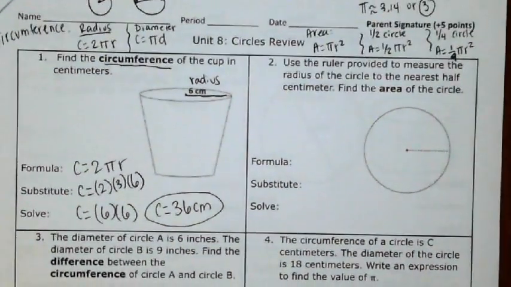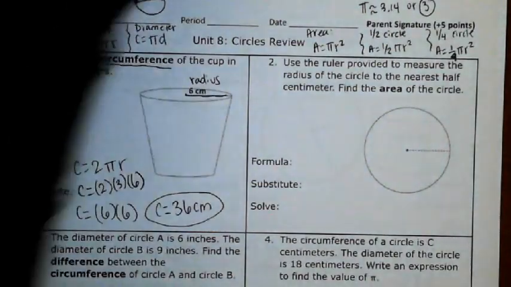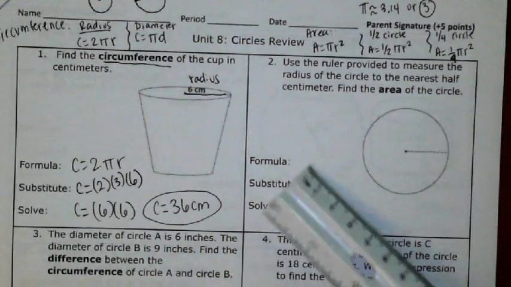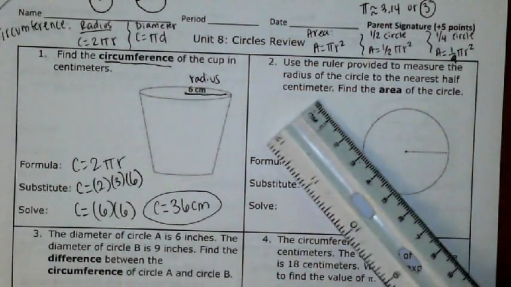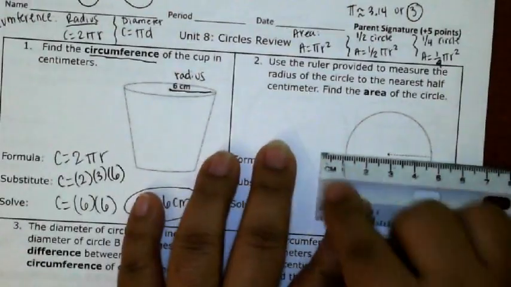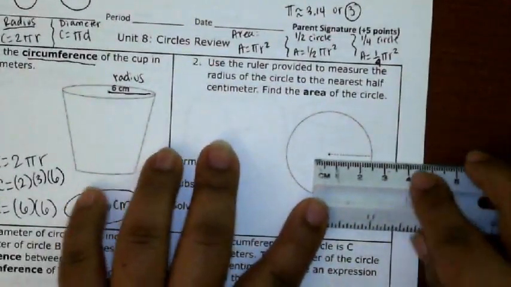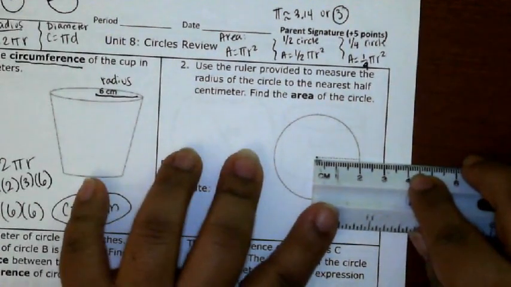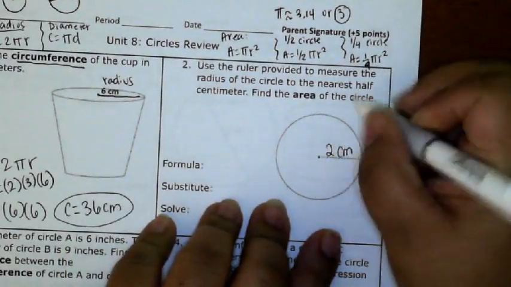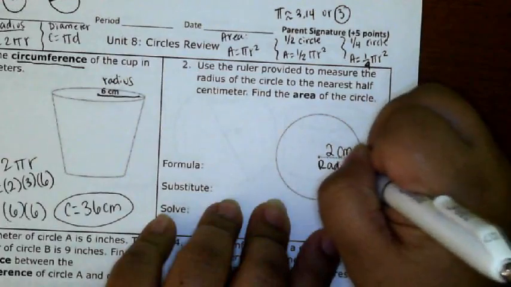All right, let's go to number 2. Use the ruler. Physically, when you're using a ruler, you want to use whatever it's telling you to use. Here it's asking us to measure in centimeters. This is the centimeter side right here, it tells you. So I'm going to use that the best I can. It's about right there. It's about 2 centimeters. So we're going to label this 2 centimeters, and we're also going to label it radius.